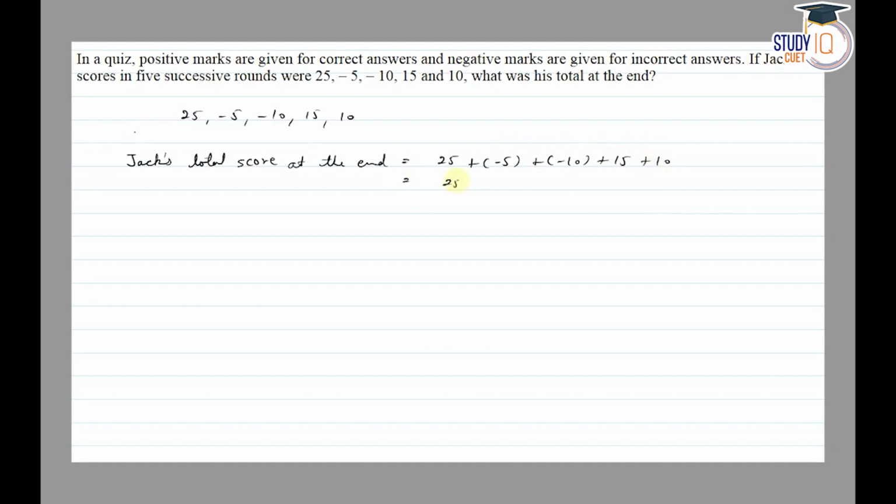is equal to 25 plus minus minus 5 minus plus minus 10 plus 15 plus 10. So plus 10 and minus 10 will cancel out. 25 plus 15 is equal to 40, minus 5 is equal to 35. So Jack's total score at the end is 35. Thank you.